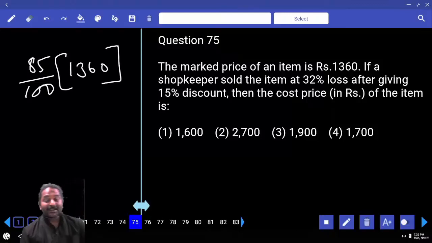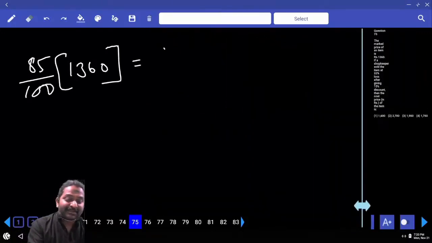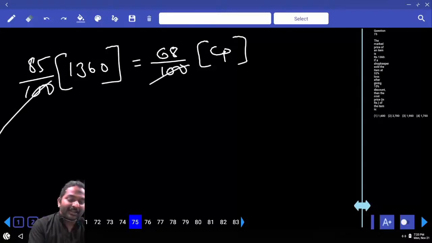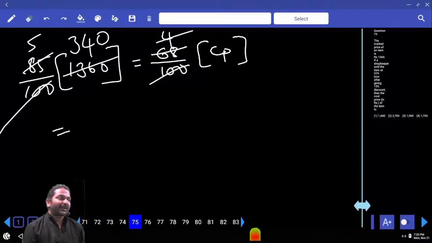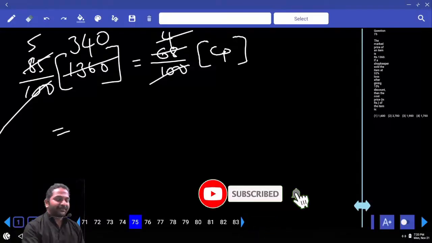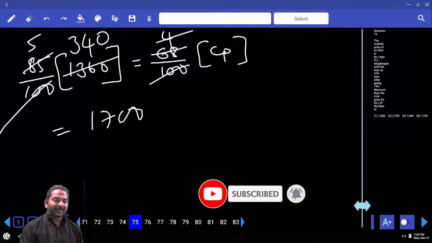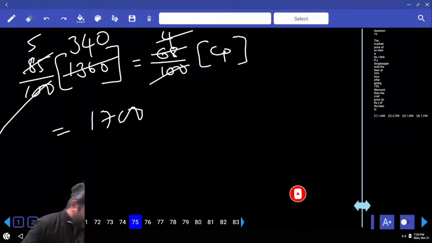Now, in this particular case, you made a loss, right? And how much is the loss? 32% loss. Then selling price is equal to 68% of the cost price only. 100 cancel. 5 times 17, 4 times 4, 3s, 4s, 0. 5 times of 340, 10 times and half, 3400 and half, 1700. That's the cost price. Over.